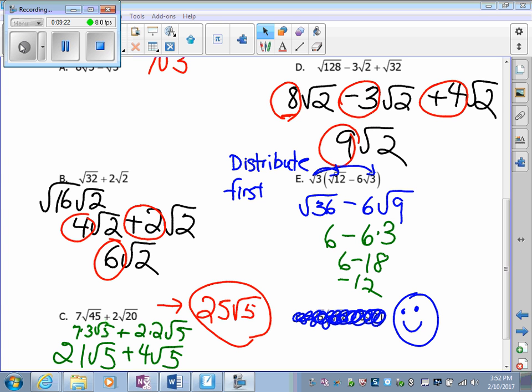And then on C, you look and you're like, the radicands aren't the same, I have to simplify it. It comes out to 21 radical 5 plus 4 radical 5. So if you needed to go and practice simplifying, now go ahead and do that, but here's your final answers that you need. Next, you'll get some practice problems and then homework tonight.